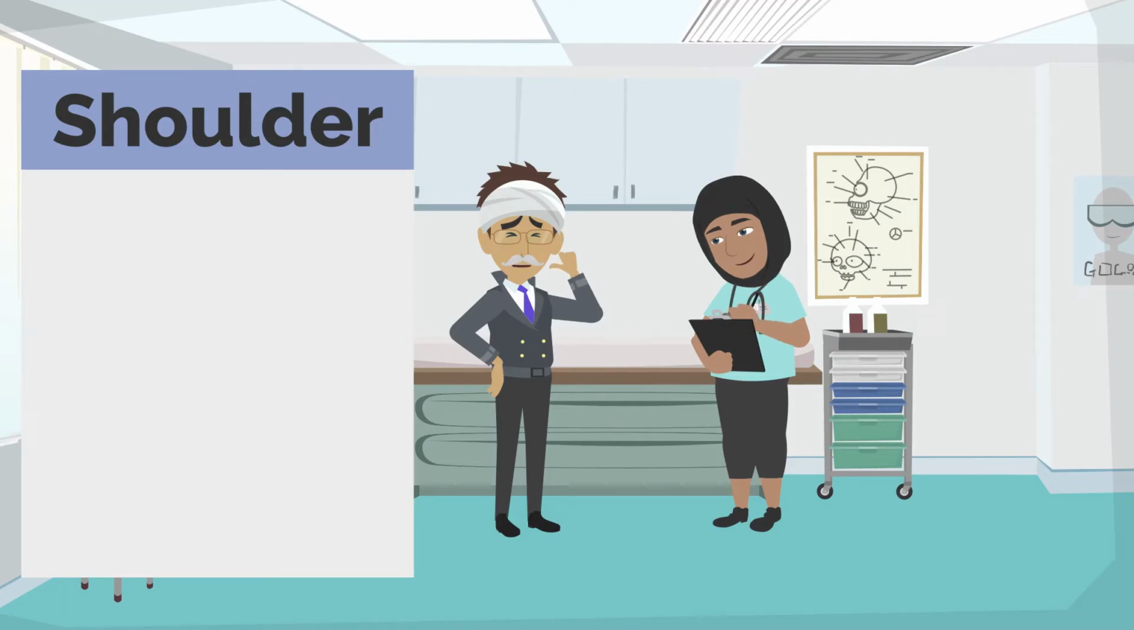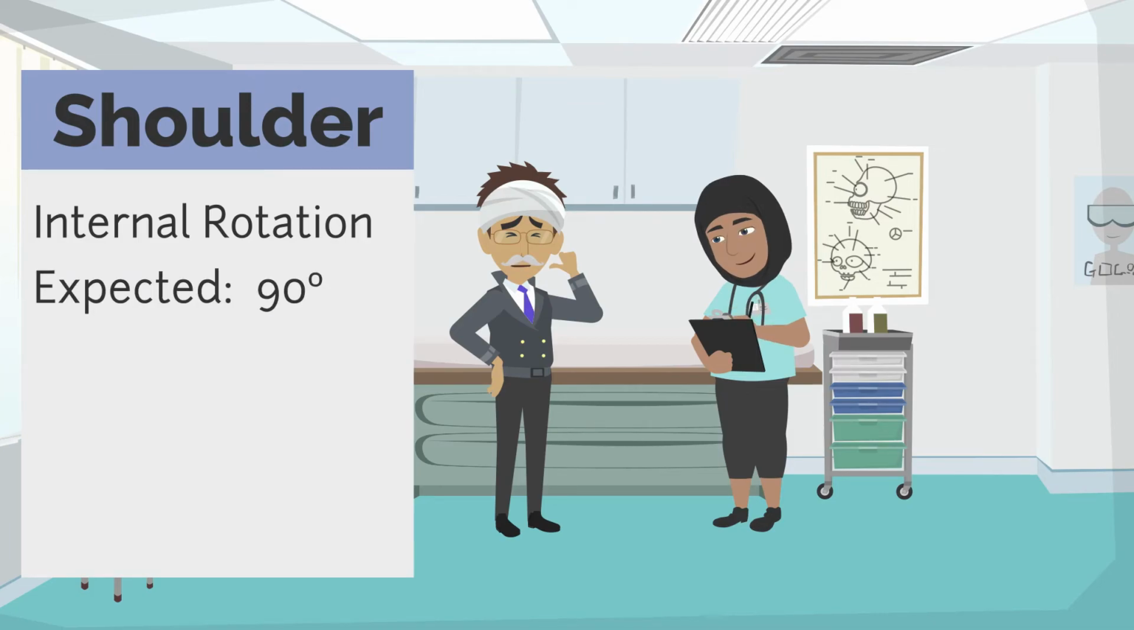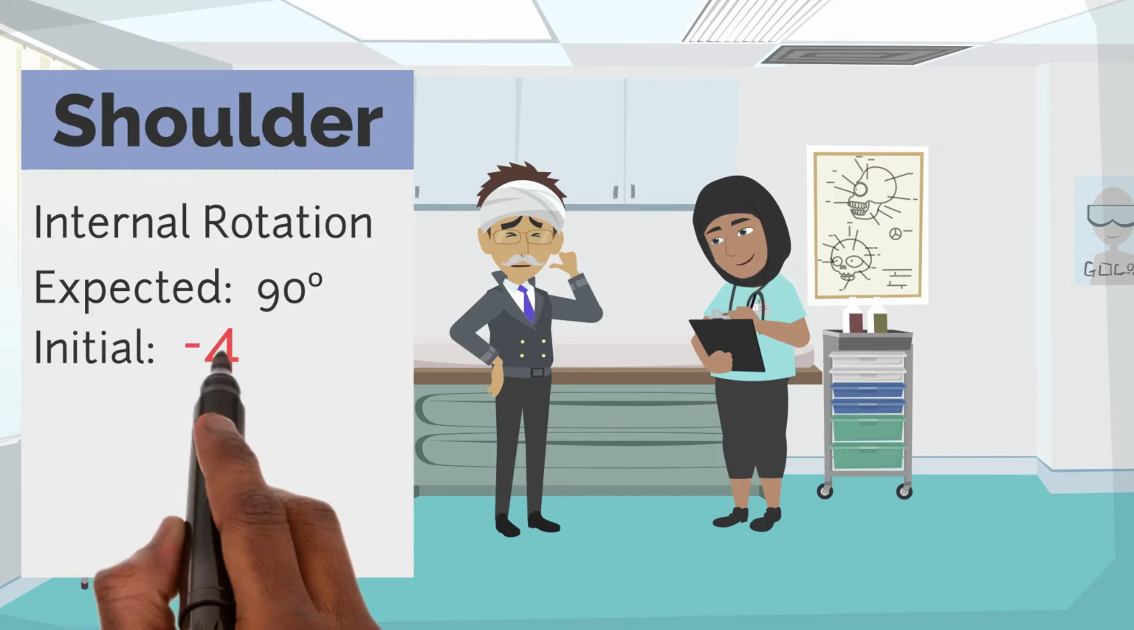Finally, internal rotation is when you lift your arm to put your hand behind your head. This motion is similar to washing your hair and is measured at 90 degrees for someone without injury. During the first visit, Dr. Azad wrote down -4.